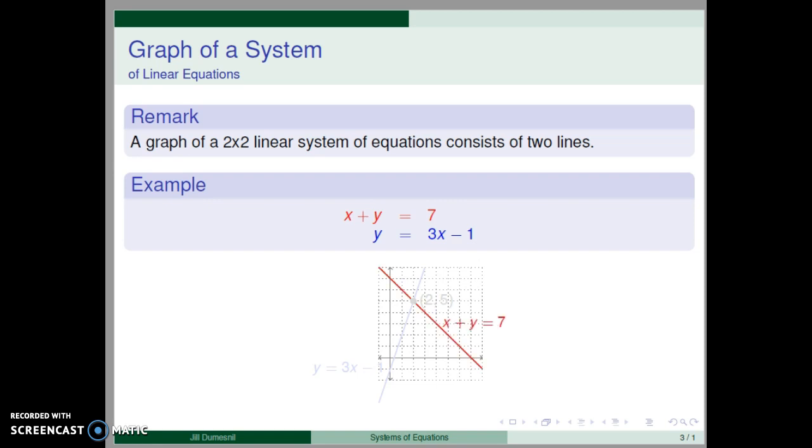We graph the first line, perhaps using intercepts. We graph the second line from the slope-intercept form of a line. Finally, notice that the point (2, 5) is a point that lies on both lines. In general, a solution to a 2x2 linear system of equations is a point of intersection of the two lines.